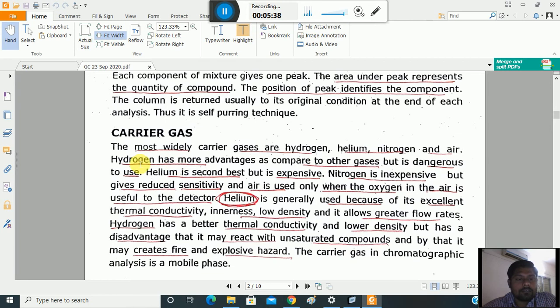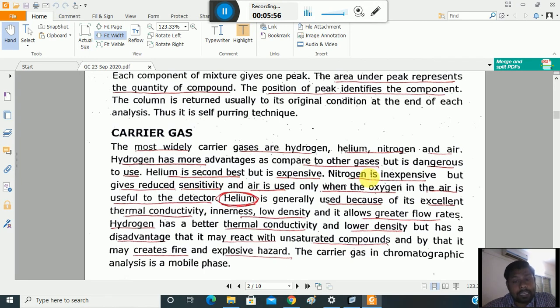Look at what the disadvantages are. Hydrogen has more advantages compared to other gases, but it is dangerous to use. Okay, it is explosive in nature, so in many cases hydrogen is not used. Helium is the second best, but it is expensive.